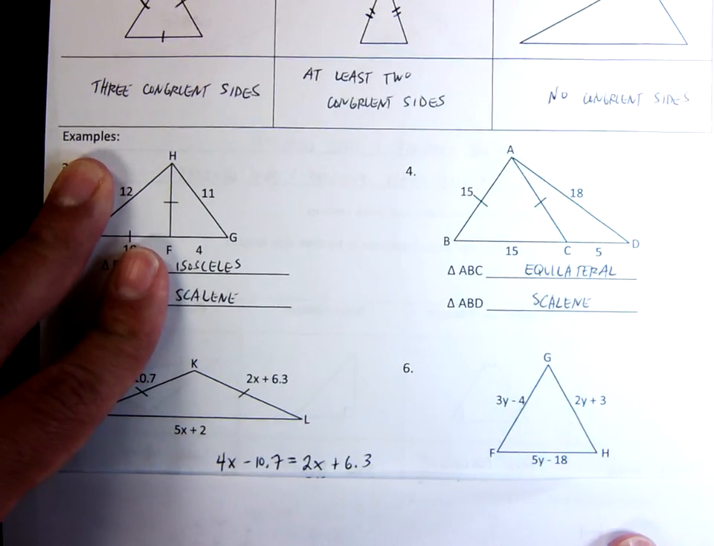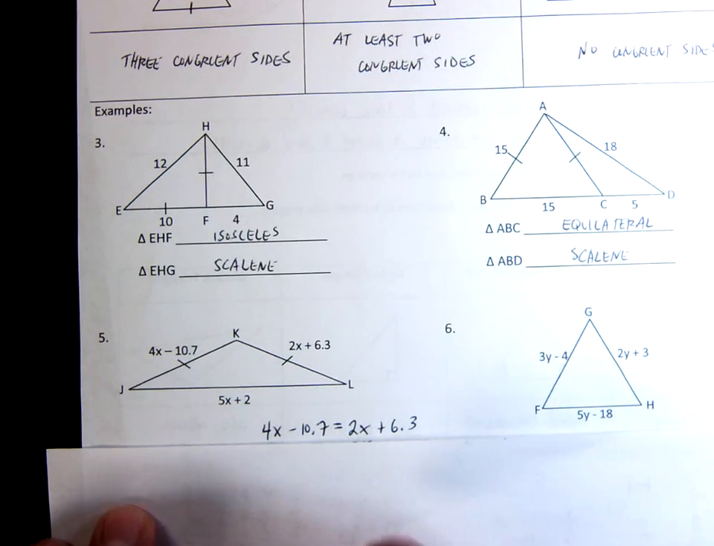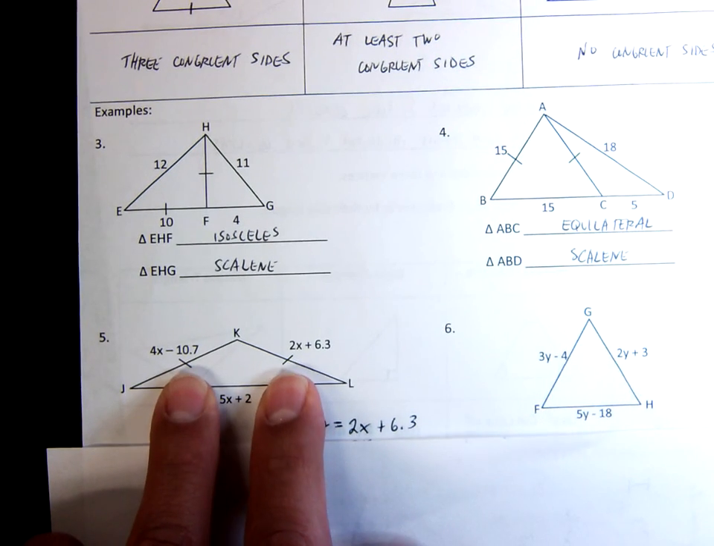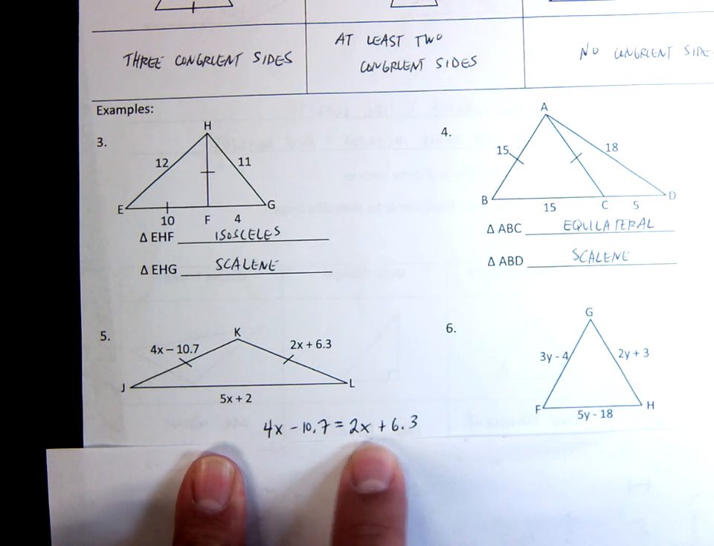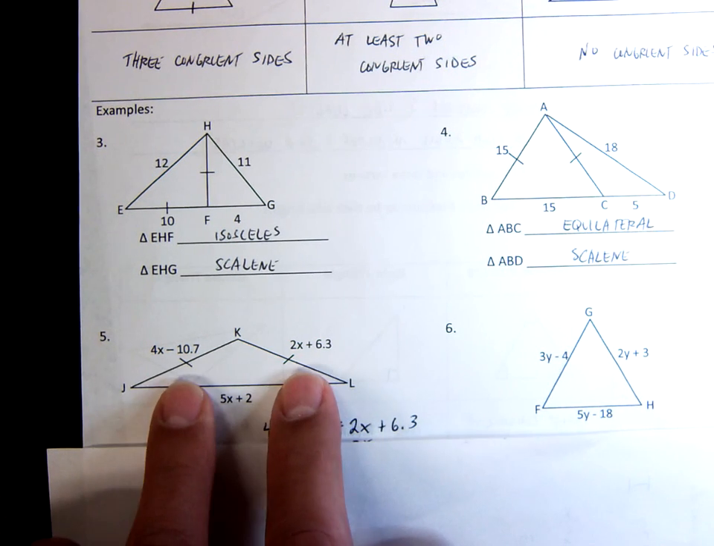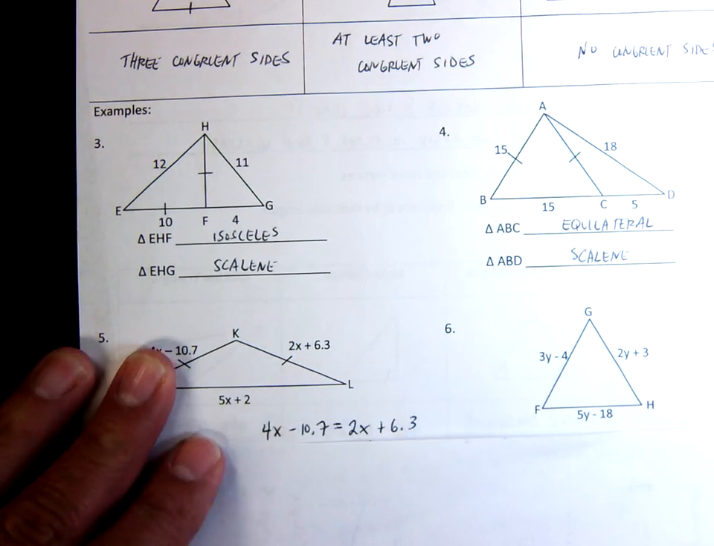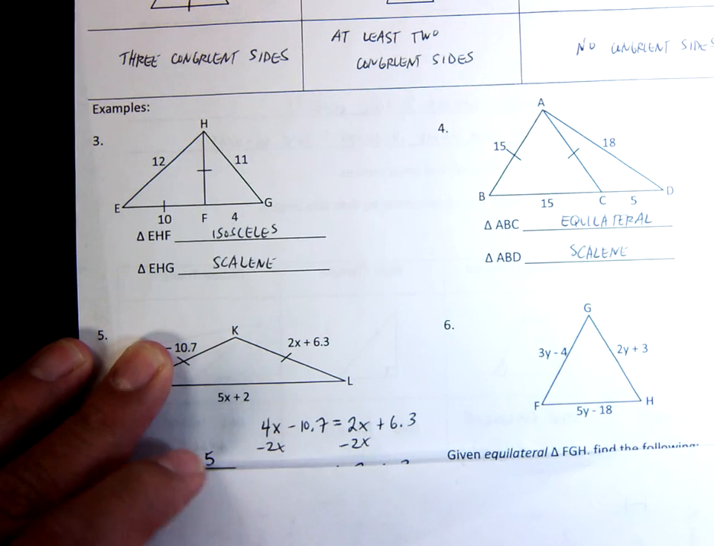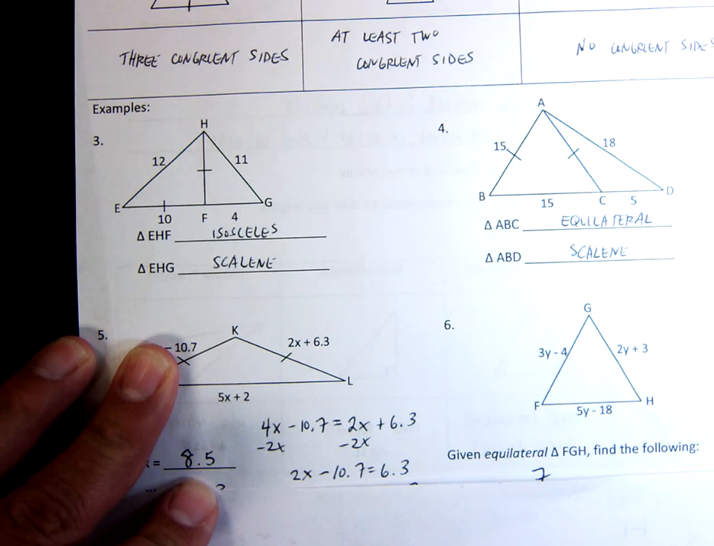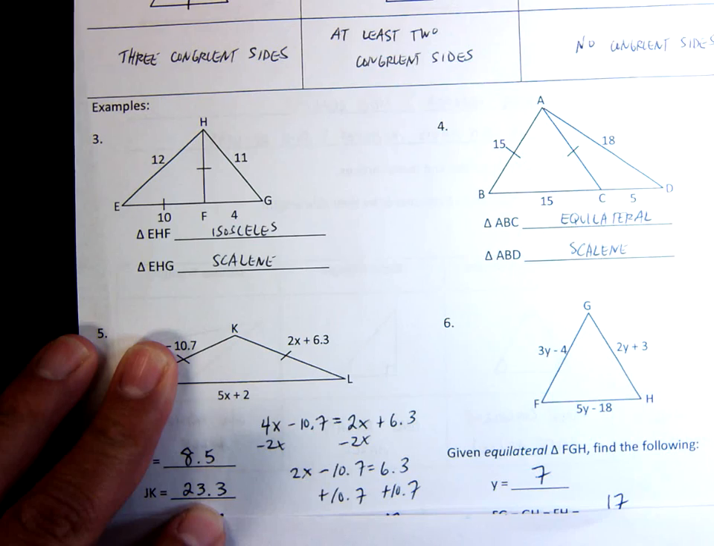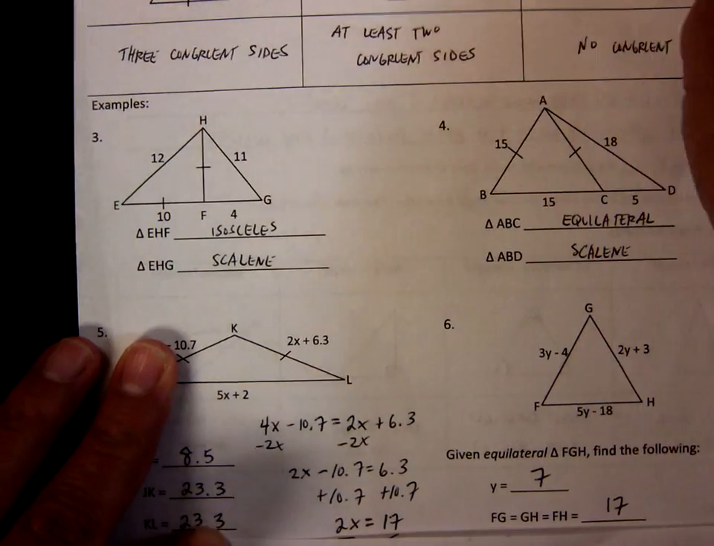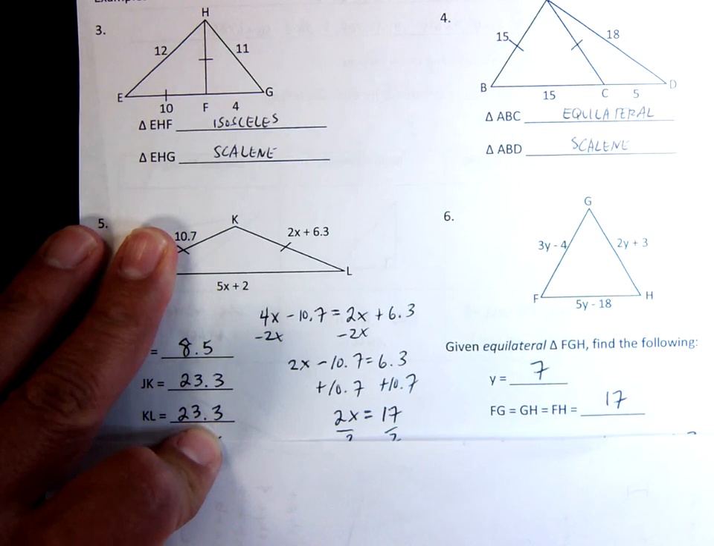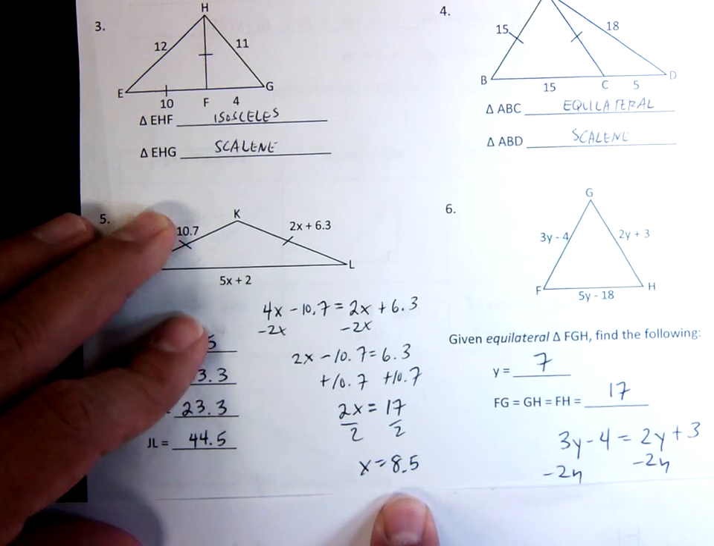Now we got some algebra to do. Surely you saw this coming. Tick mark, tick mark. That means these are the same length. So I can do 4x minus 10.7 equals 2x plus 6.3. They each have a tick mark. They must be the same length. Do a little algebra, subtract 2x from both sides. Gives me that. Add 10.7 to both sides. Gives me 2x equals 17. Slide this up so you can see. Divide both sides by 2 and you get x equals 8.5.